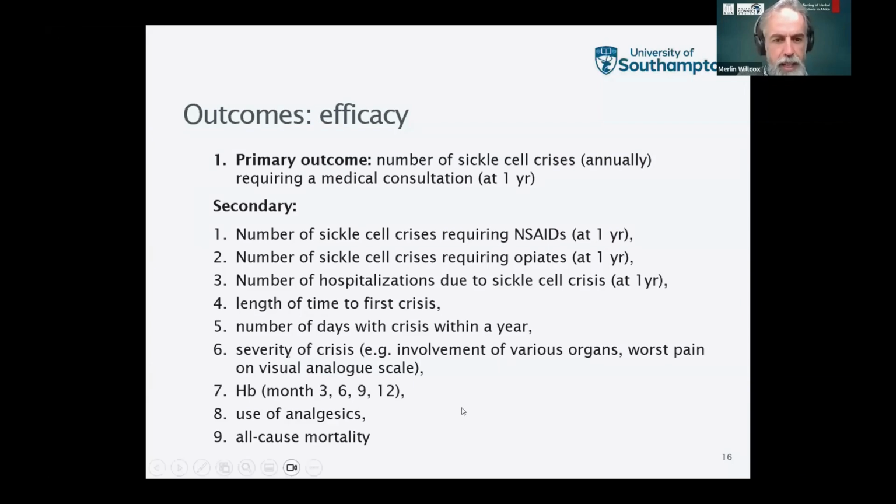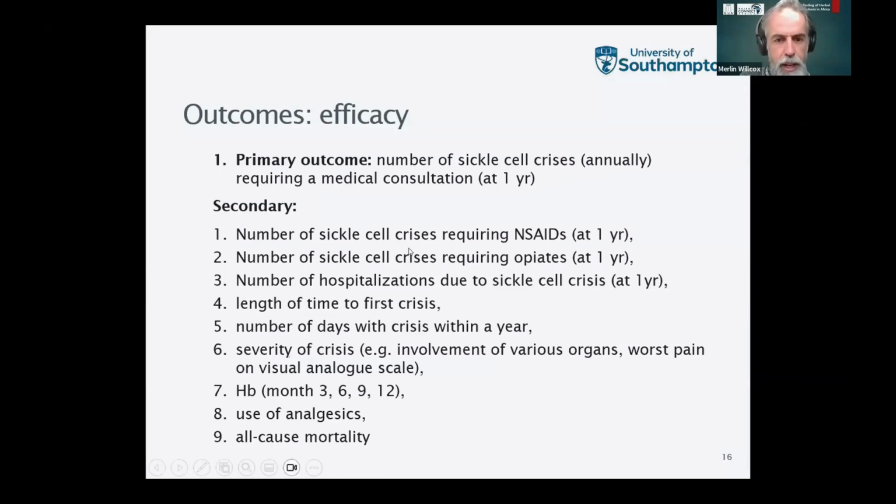And all these other things are listed under secondary outcomes we were also interested in, but all of these are what we call secondary outcomes. So it means we're going to collect data on all of this, we're going to report all of this, but in terms of defining whether or not the product works, it would be determined by the primary outcome. Was there a significant difference in the number of sickle cell crises between the treatment group and the placebo group?